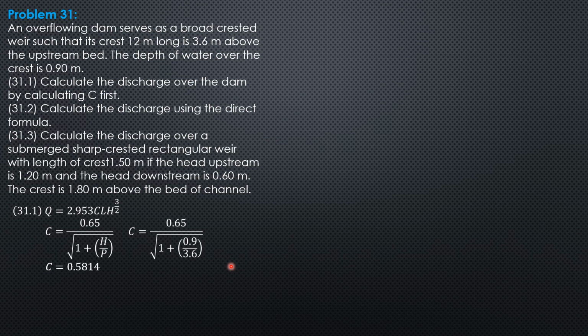So C is 0.5814. Substitute into the formula. Q is 2.953 times 0.5814 times 12 meters times head 0.9 to the 3/2. So the discharge is 17.59 cubic meters per second.